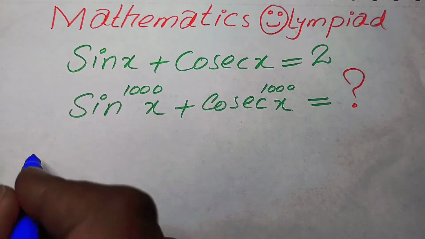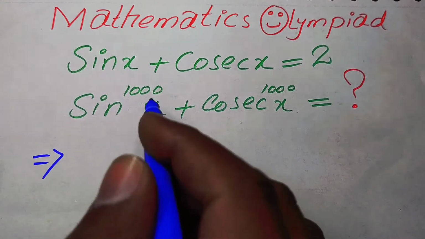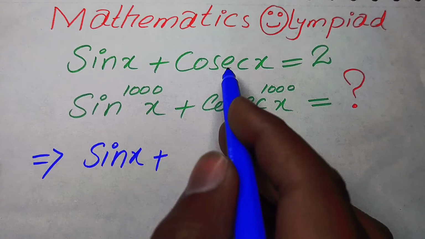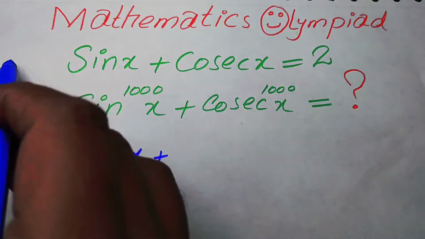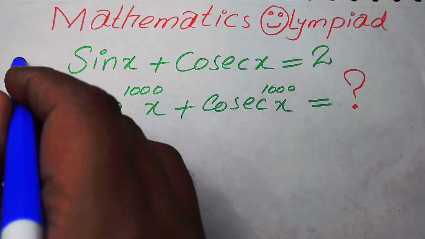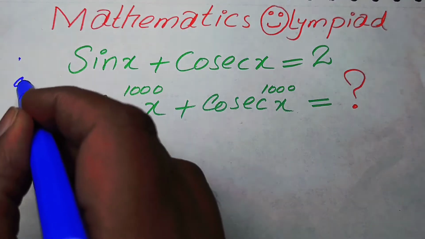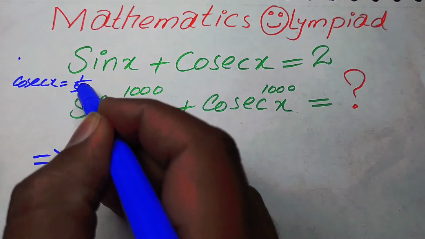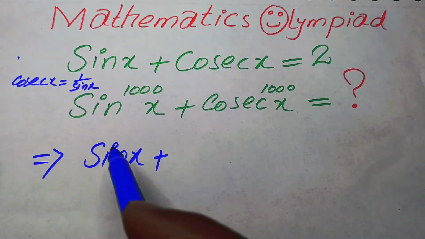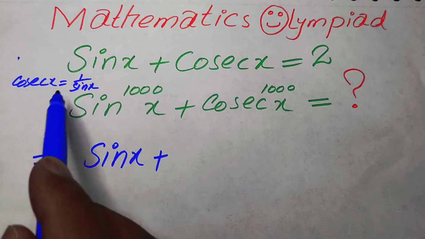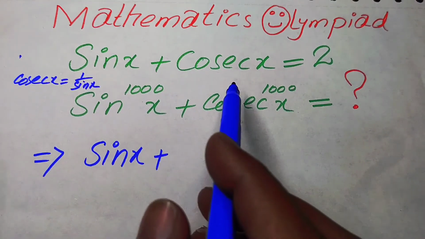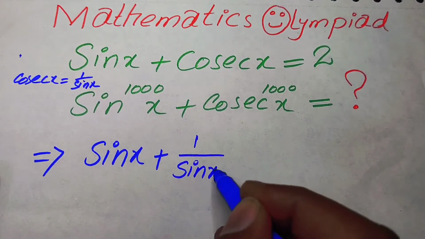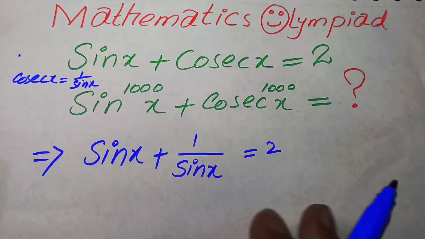So the very first thing we will apply in the given statement is that here we have sine of x plus cosecant of x, and we know the famous identity that cosecant of x is equal to 1 over sine of x. We know that cosecant x is equal to 1 over sine x, so we apply this identity here and we will write cosecant as 1 over sine of x, is equal to 2.